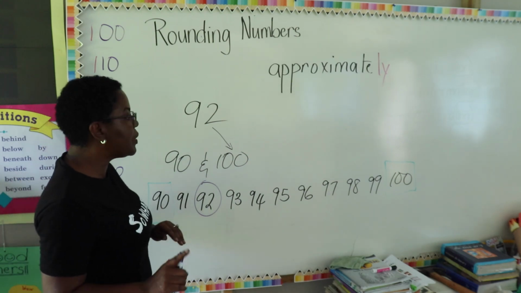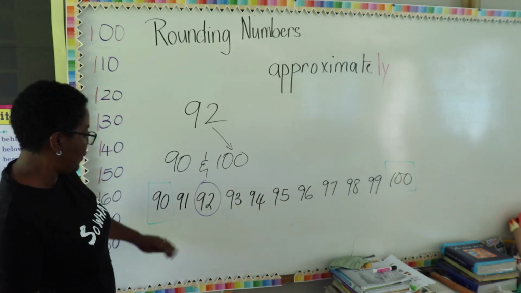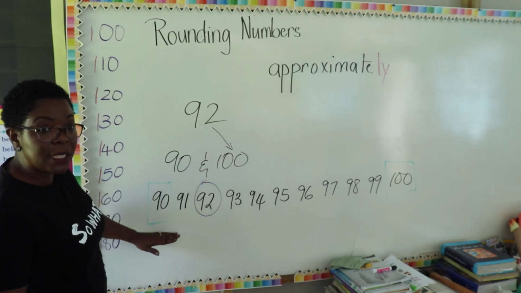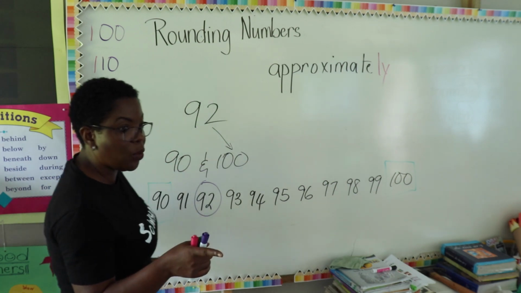Oh, you're remembering something? Okay, good. Just allow us to find this, and then we'll come back to you, okay? So here is 90. What is this? 90. Troy, are we looking? 90. Remember, the teacher can't look for you.